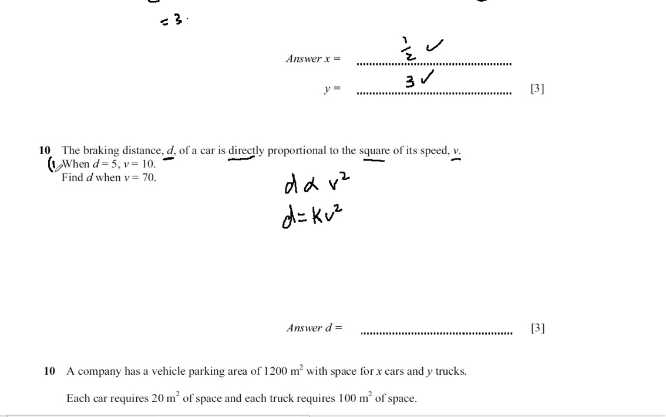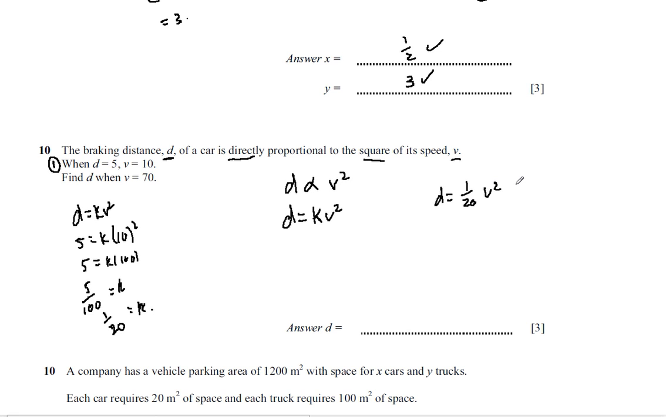Okay, so using this information over here, we can solve for k. So when d is 5, v is 10. So d is equal to k v squared. When d is 5, v is 10. So 5 is equal to k times 100. So 5 over 100 is equal to k. So 1 over 20 is equal to k. Okay, so we might need a calculator in this case. So just have one ready if you are doing these questions. So d is equal to 1 over 20 v squared.